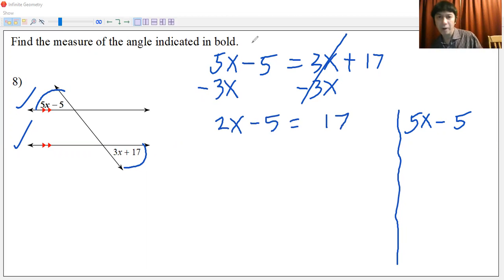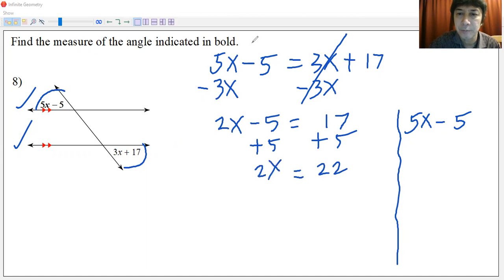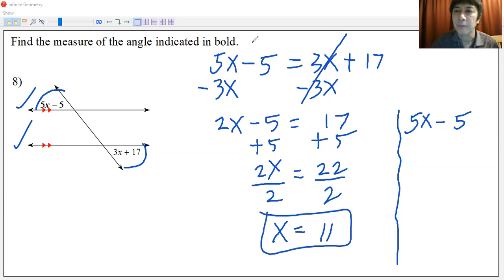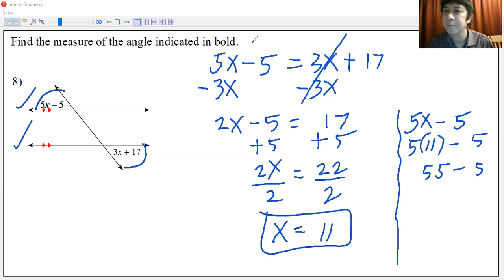Yeah. All right. Isolate the letter terms from the number terms. All right. So this will be plus 5, plus 5. We have here 22, and this is 2x. And just one more step, divide by the number 2. The number beside the variable x is 11. Okay, now we're ready to use the 5x minus 5. This will be 5 times 11 minus the 5, which gives us 55 minus 5. Answer should be 50 degrees.